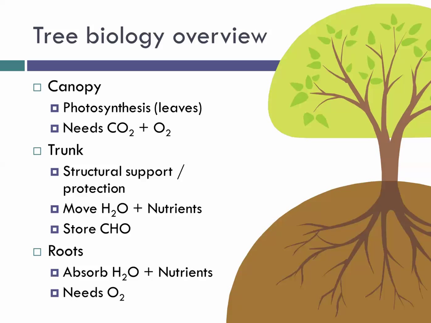We also have the trunk that's above ground, and it's there for structural support and protection of everything inside. It's responsible for moving water and nutrients from the roots up to the leaves, and it's able to store sugars, abbreviated CHO. Roots are the below ground portion. That's where the water and nutrients are absorbed.